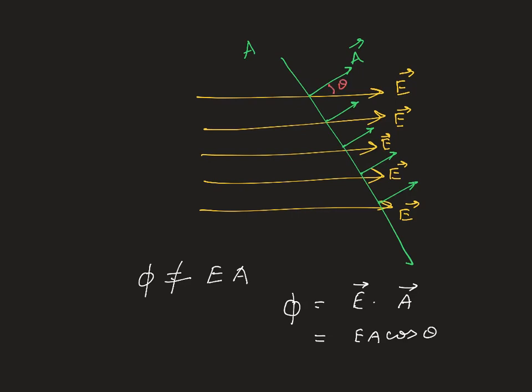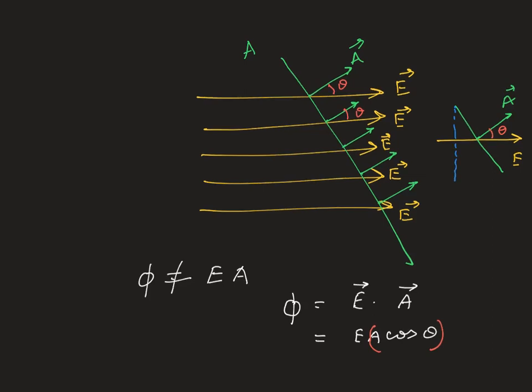So this angle is going to be theta. Instead of drawing hundreds of lines, let me show you in just one line here. If this is your field and this is your area, so this becomes your area vector, and the angle between them is theta. The flux of this field is simply going to be equal to E into A into cos theta. Now what is A into cos theta here?